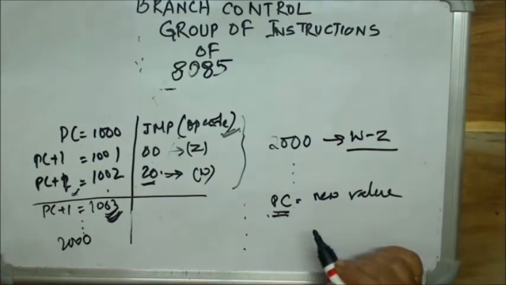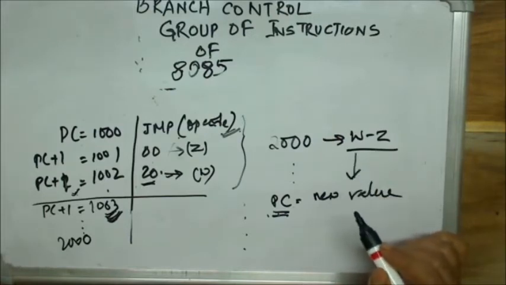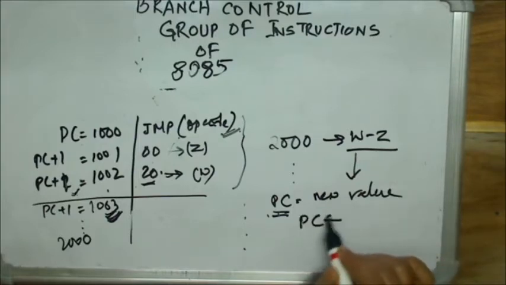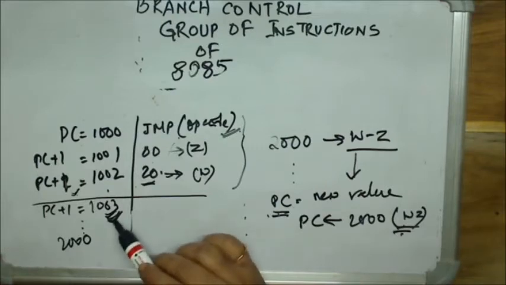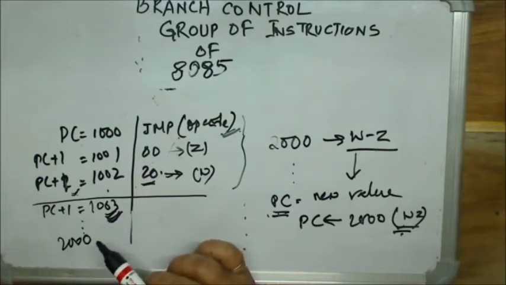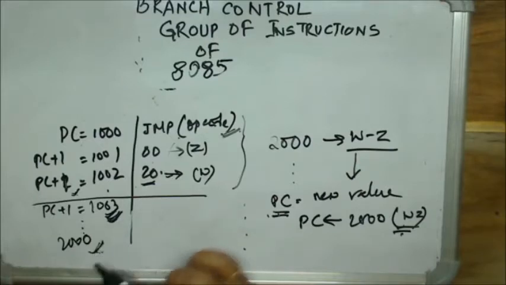So the microprocessor will put the new value into PC from the WZ register. Okay, so this is the execution of the instruction. Understood? So the program counter will now get 2008 from the WZ register. Because of this, the instruction is over. If the PC was 1003, the program would have gone in a sequential manner. But when the execution is completed, the program counter is now stored with 2008.